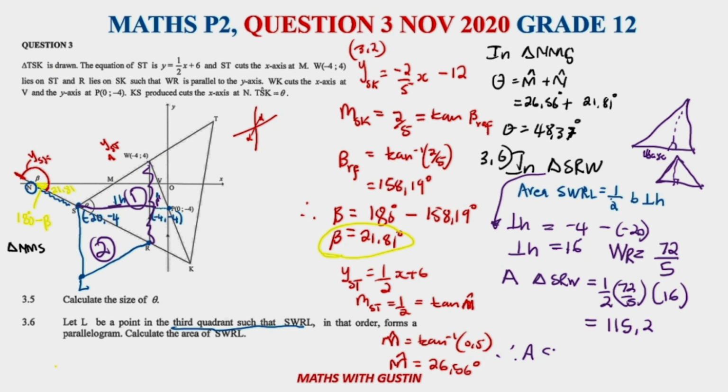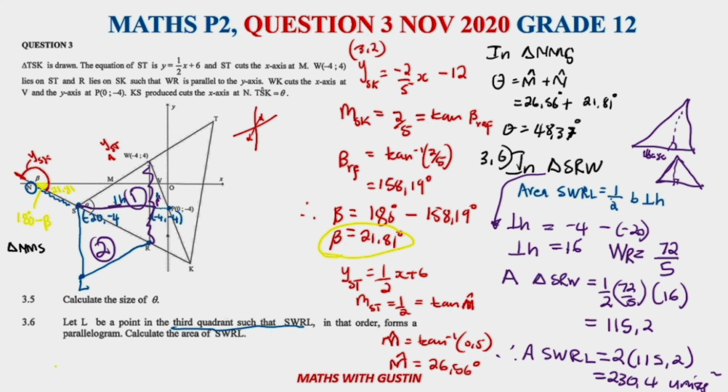So having this, the total area of the parallelogram SW, because it's made out of those two triangles that are halves, is going to be twice 115.2, which gives us a total area of 230.4 units squared.